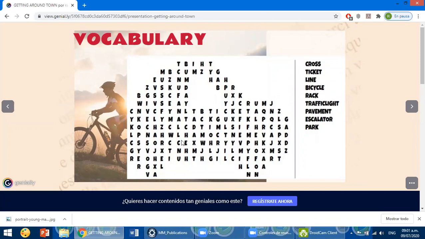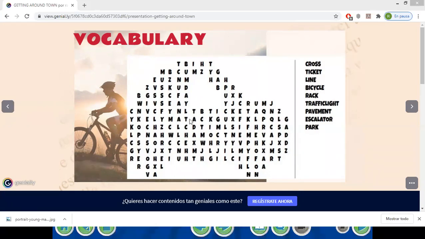Cross. Ticket. Line, bicycle, very good, Daniela. Cross, good. Traffic light, payment, escalator, and park. Very good, Milagros Arroyo, very good. Ticket, no? Let's find the vocabulary, okay? Ticket, very good. Cross, good.